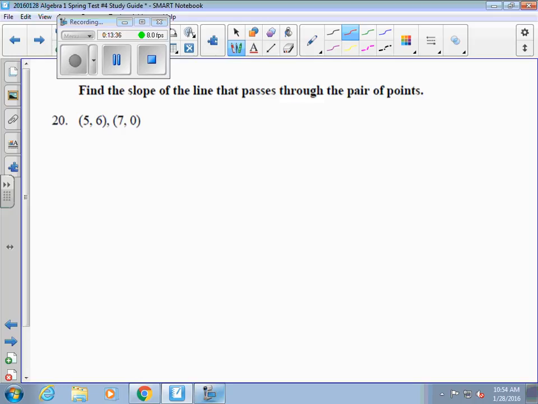Number 20, here's finding a slope passing through the pair of points. Again, there are quicker ways to do slope, but if you need to, you could always fall back on the fact that m is equal to y sub 2 minus y sub 1 over x sub 2 minus x sub 1. That is the slope formula. If you label all of these, this is x and this is y. Remember, x comes alphabetically first. You have to label one of them as point 1, the other one as point 2. That gives us our sub 1 and sub 2 values.